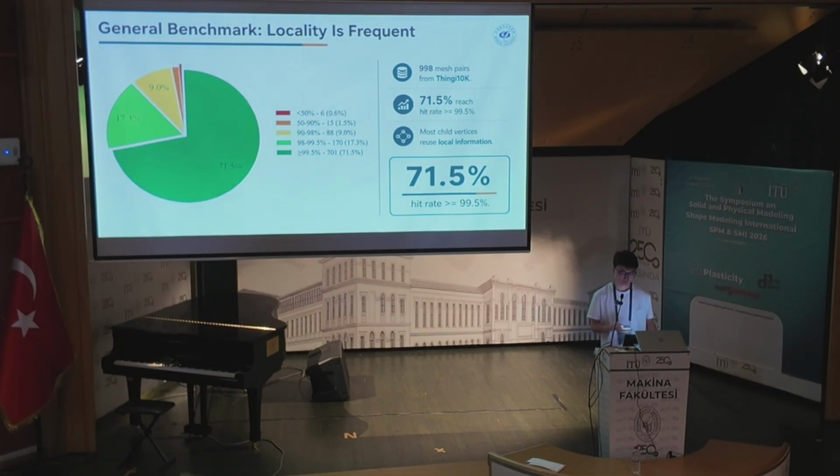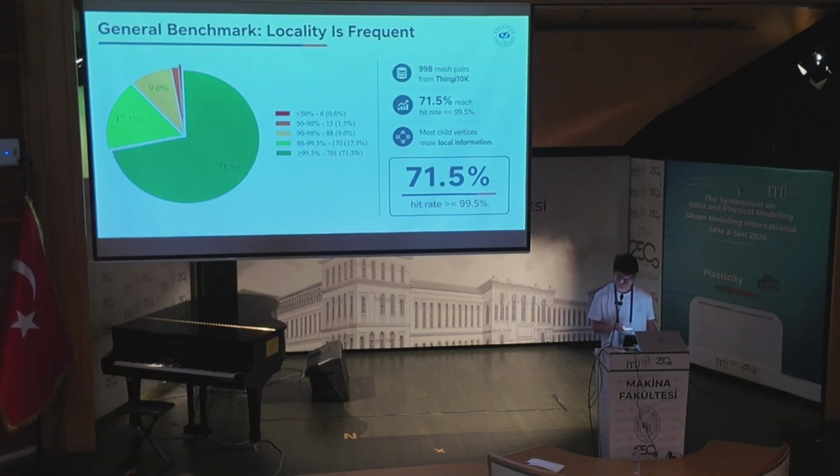Now let's look at the experiments. The first experiment is a general benchmark. We use 29,998 mesh pairs from the dataset. The meshes are simplified versions of the original meshes. The pie chart shows the hit rate of the hierarchical spatial inheritance.